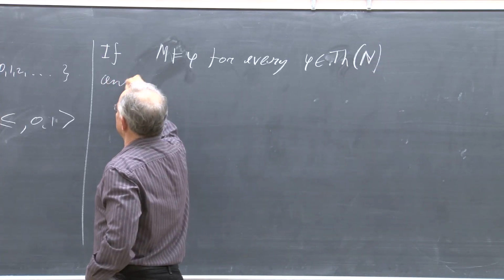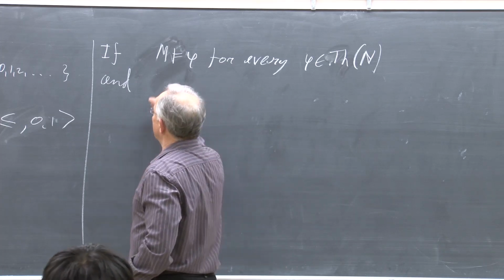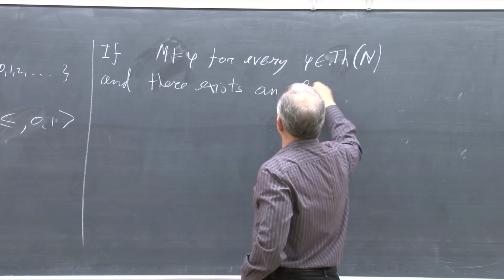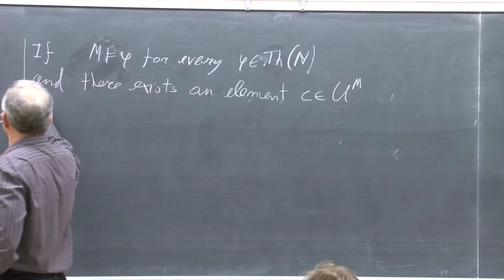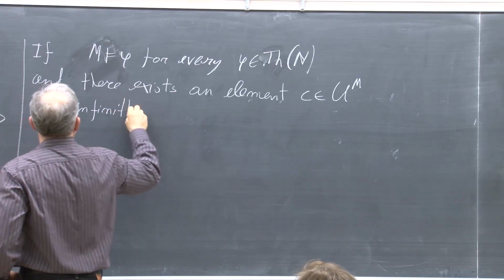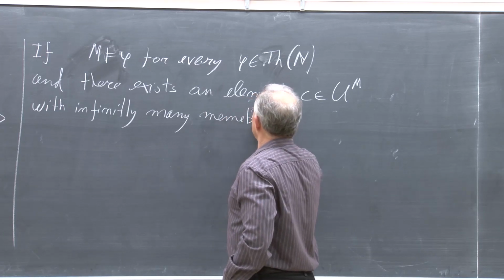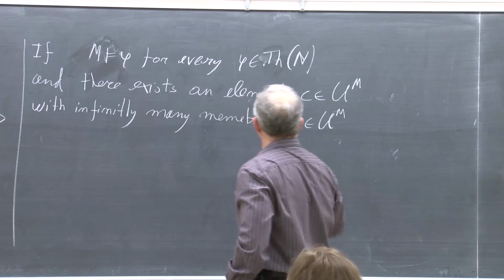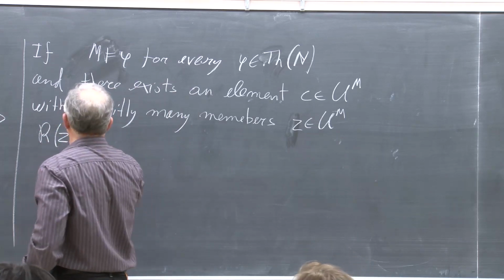and there exists an element C in the universe of M with infinitely many members of U, members, call them A of this universe, satisfying, A is not good because we have it here, so let's call them Z, infinitely many elements Z satisfying R of Z C.